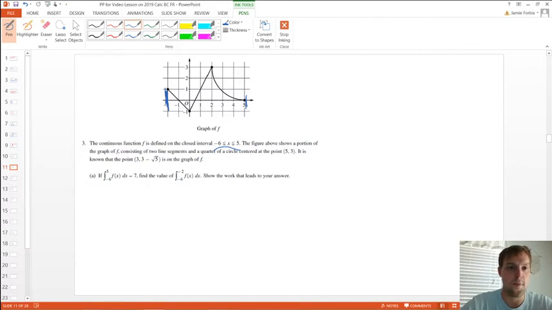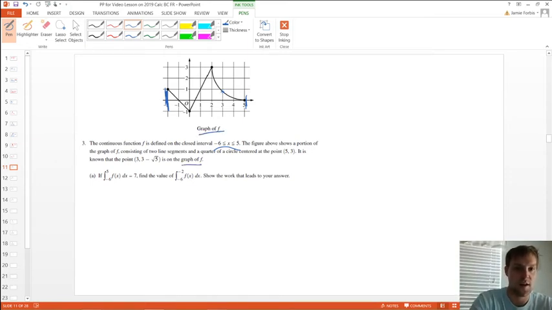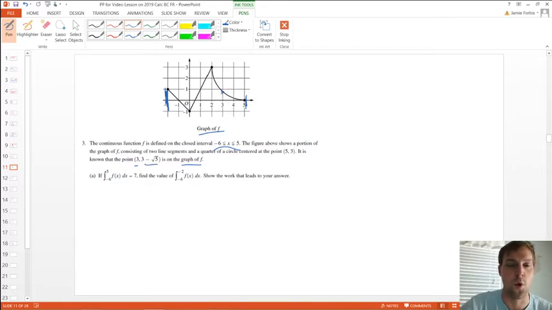And it is known that the point (3, 3 minus root 5) is on the graph. So it says right here, that point right here, because this is the graph of f, the point (3, 3 minus root 5). It told us that this point right here is not quite 1. So I'm assuming that'll probably come in handy a little bit later.